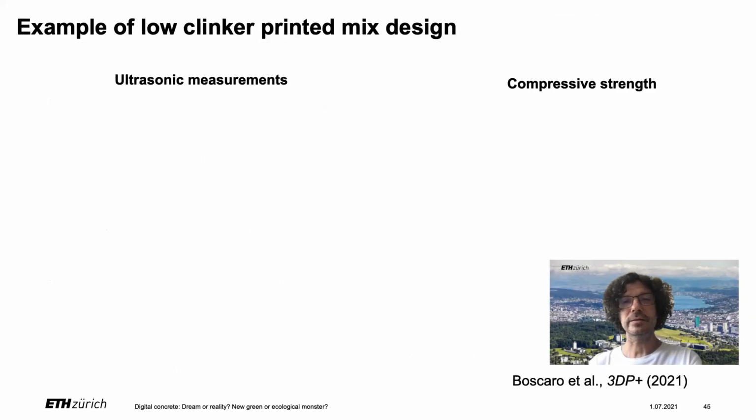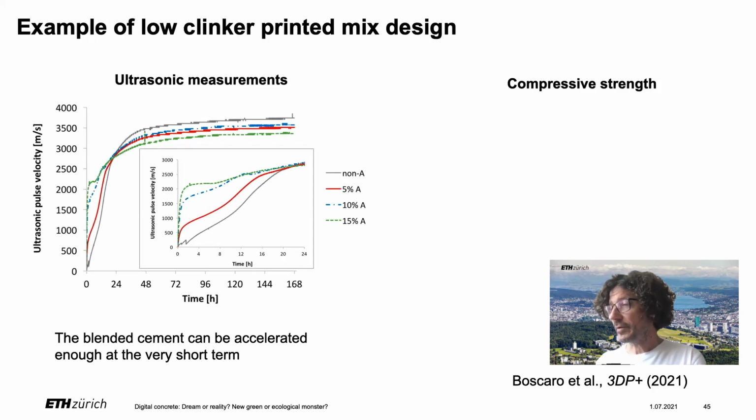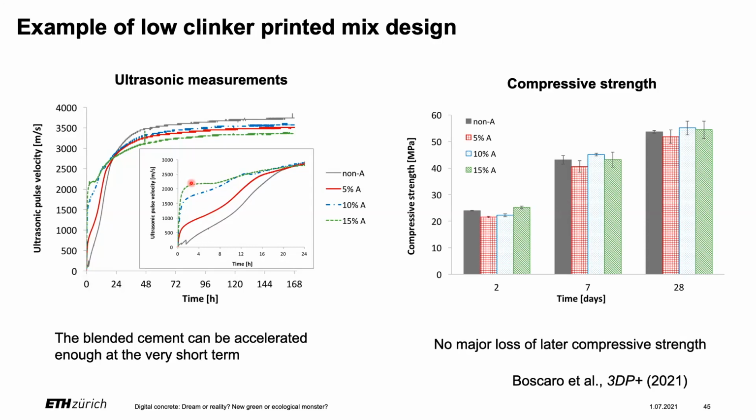Here, I would like to give you an example from a recent publication where we used a blend containing only 50% OPC in the cementitious mix. What you see in the first graph are ultrasonic measurements that are used to give an indication on how the different accelerators used are capable of activating the hydration of this system. And what you see in particular in the insert is a very good ability of these accelerators to increase the early strength gain. In terms of compressive strength, the good news is that using these accelerators does not modify the compressive strength that you get from 2 to 28 days.